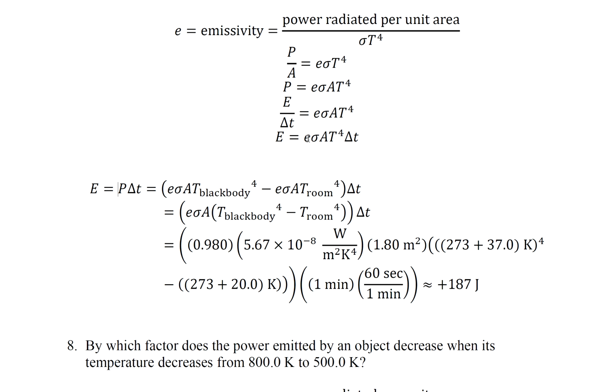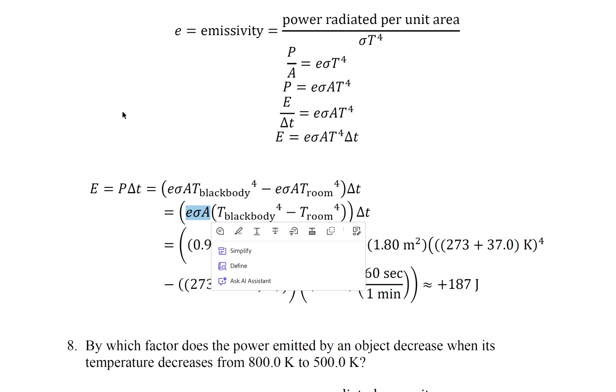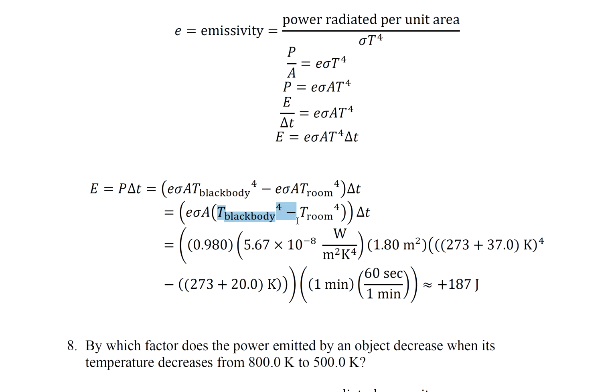So this is going to be e sigma A T to the fourth of a black body minus e sigma A T to the fourth at room temperature. So e sigma A gets factored out. T to the fourth of a black body minus T to the fourth at room temperature. There should be a fourth power here.